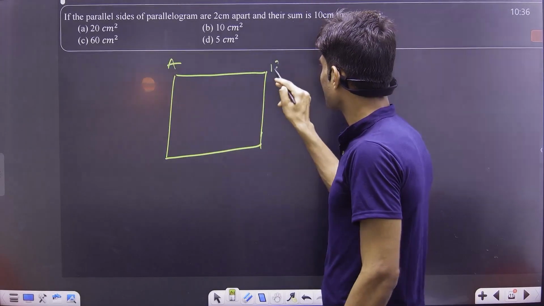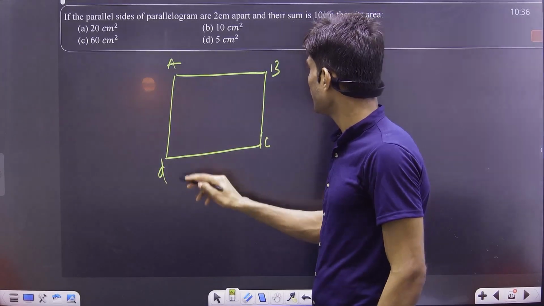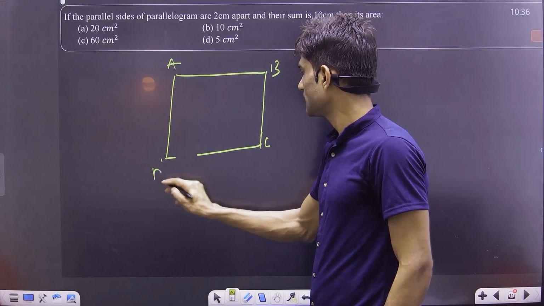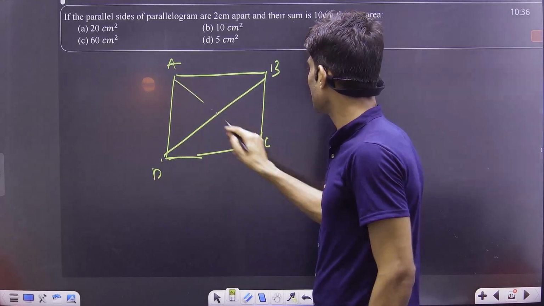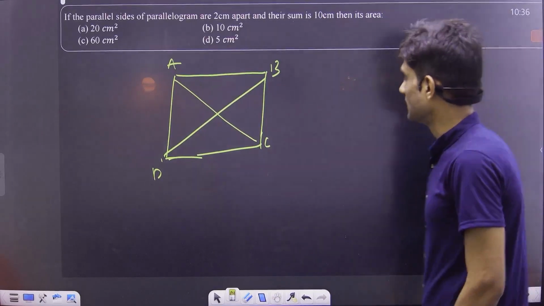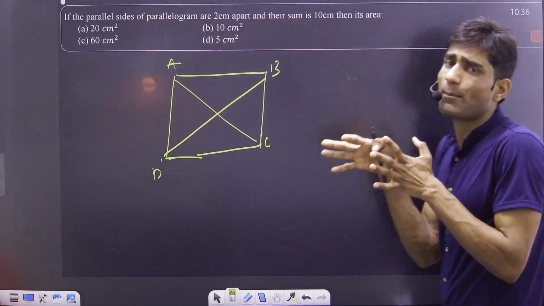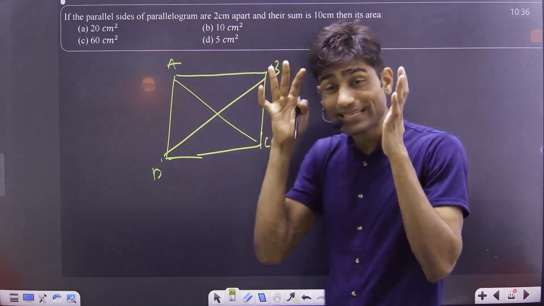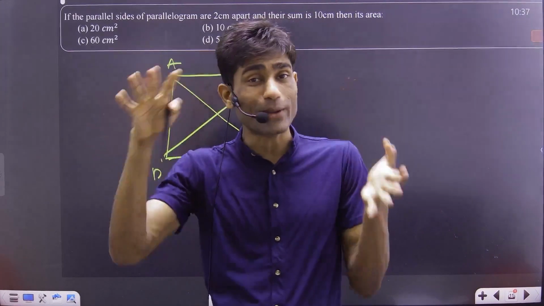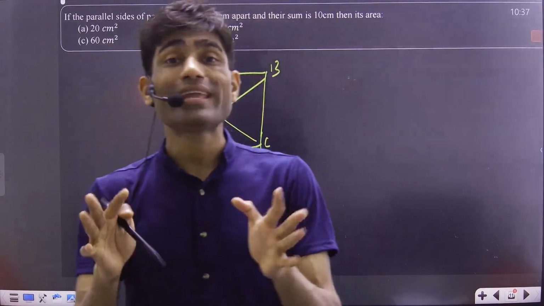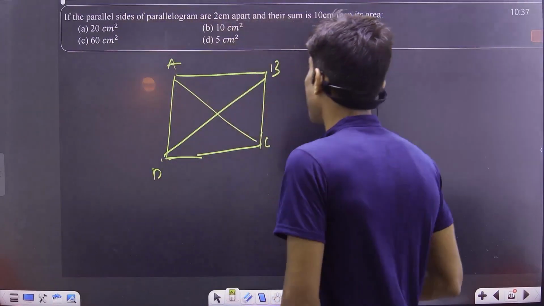Consider A, B, C, D. This one is D. This one is the first diagonal. This one is the second diagonal. So parallel sides are 2 centimeter apart, and their sum is 10 centimeter. That means if we add the two parallel sides, we get 10 centimeter as their value.